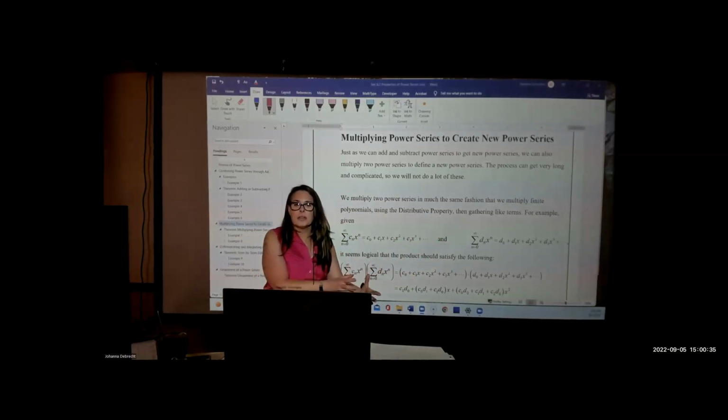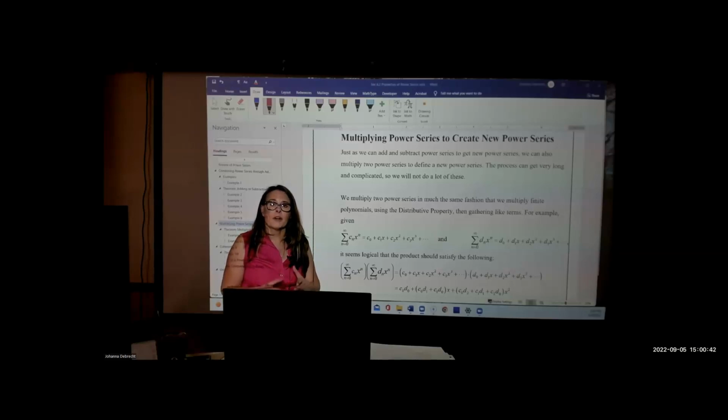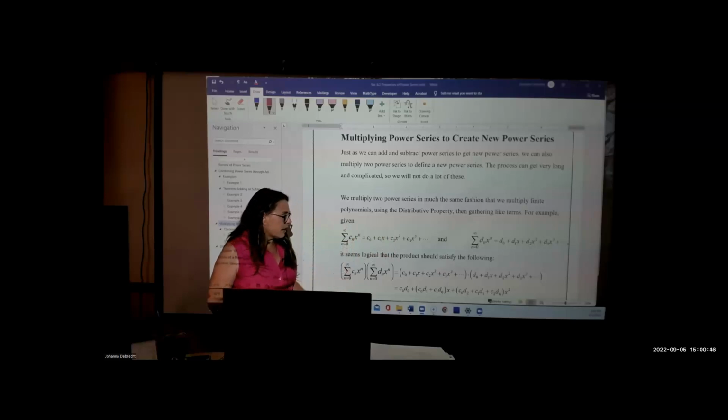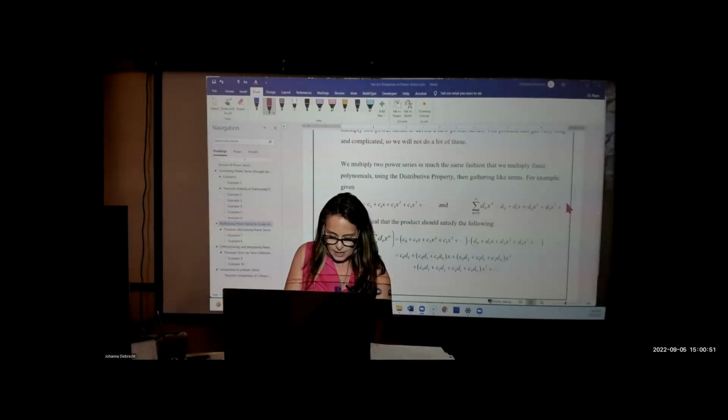All the constants would be together. All the x terms would be together, all the x squared terms would be together, all the x cubes would be together, and so forth. So we want to do pretty much the same thing. So let's take a look at these examples that we've got right here.